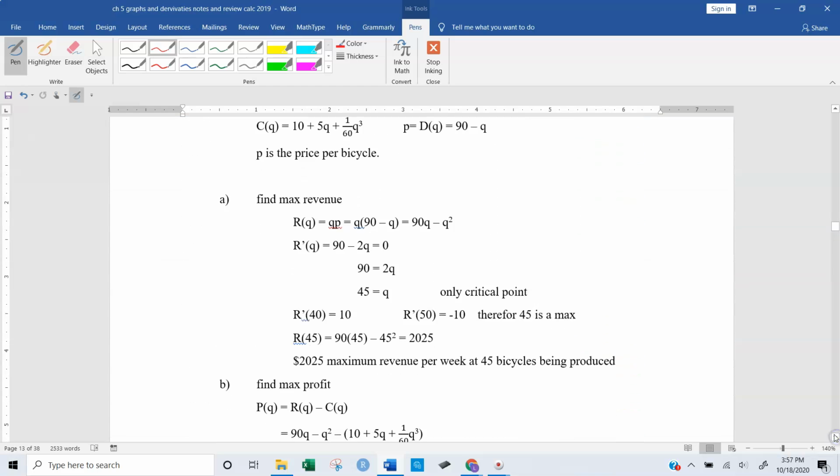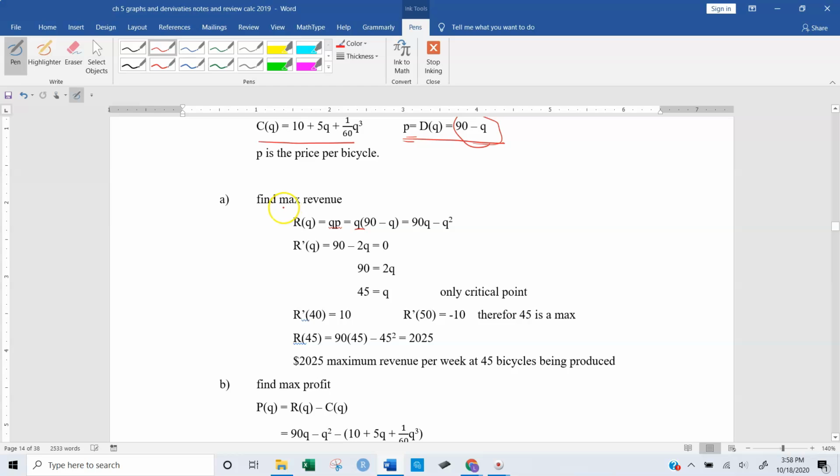Okay, bicycle sales. Let's add a little bit of stuff to this guy. So now when we look at bicycle sales, we're going to give you the cost function, which is right here. So we got the cost function and we got the demand function. Remember, demand is P, the price per bicycle, so the demand and price are the same thing. Now to find revenue, remember revenue is how much it costs times your quantity. So we take 90 minus Q times how many we sell, and this is my revenue function.